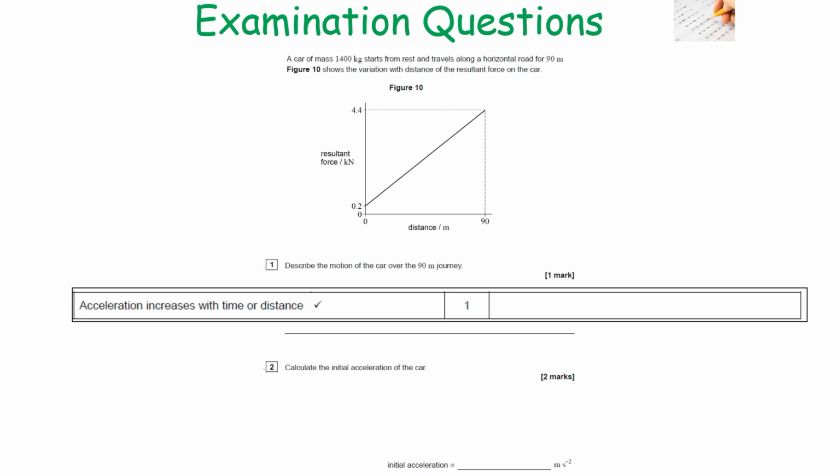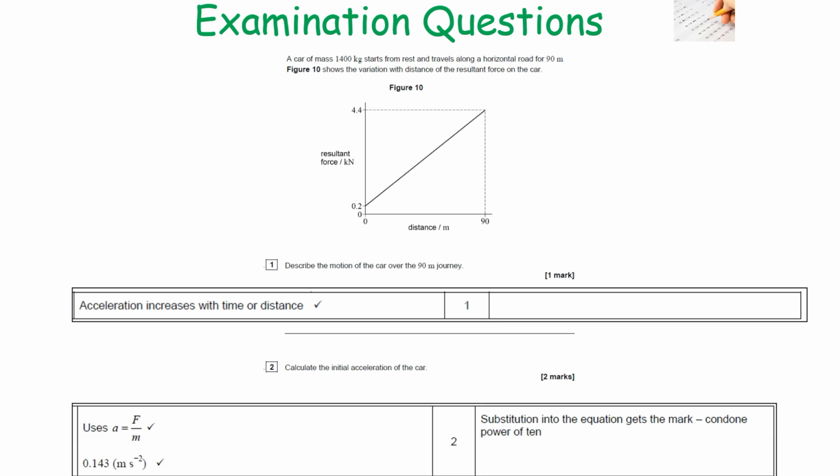Right, so it's important that you understand how resultant force can link to the motion of an object. You should be aware that the resultant force is directly proportional to the acceleration of the object. That is Newton's first and second law of motion. So on our graph, our resultant force is increasing, so therefore our acceleration is also increasing. Now, calculate the initial acceleration of the car.